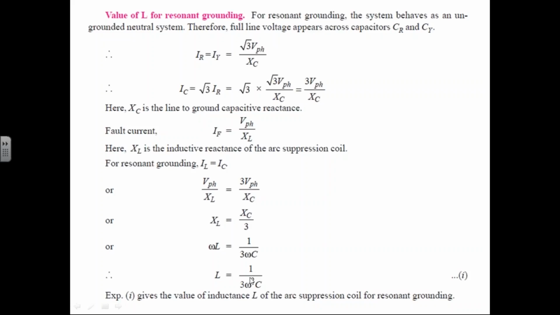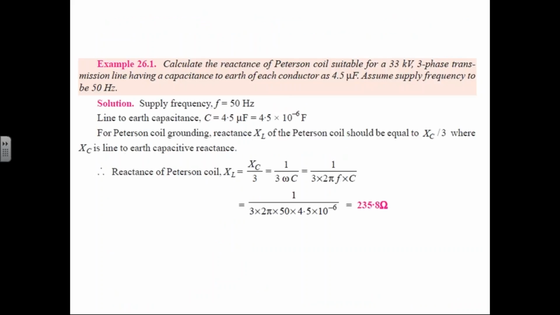So, related to the arc suppression coil, the formula you should remember is either XL equal to 1 by 3 omega C for the inductive reactance, or L equal to 1 by 3 omega square C for the inductance. You have to remember this formula.